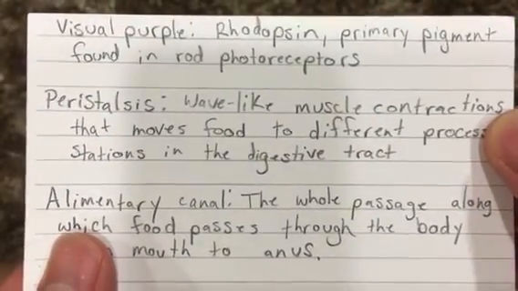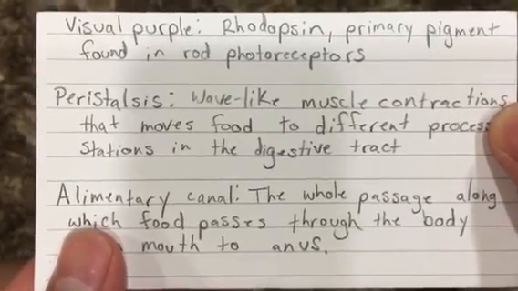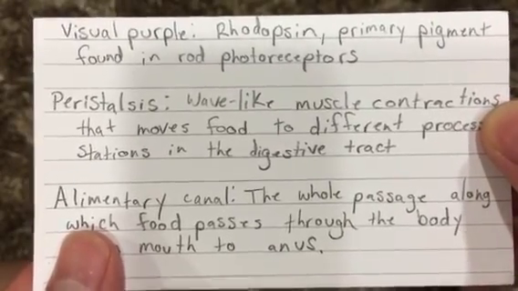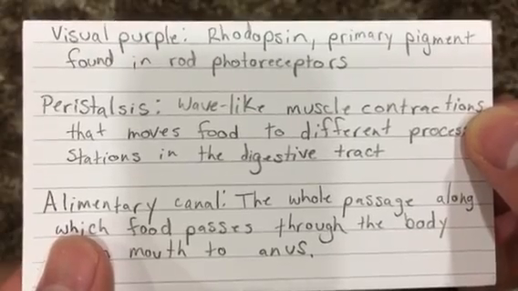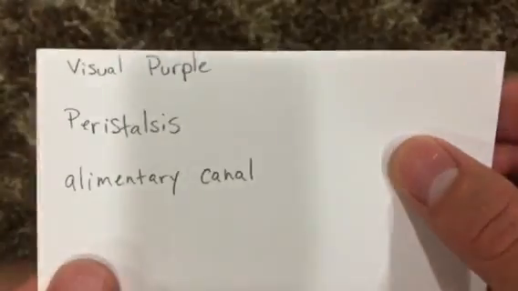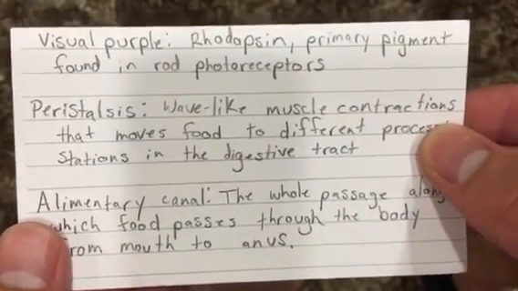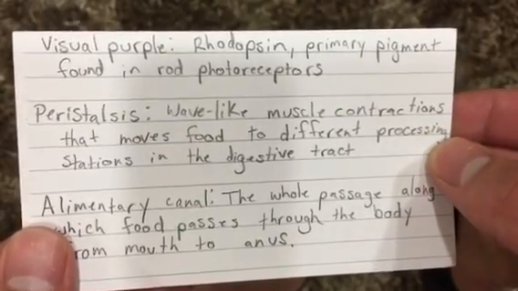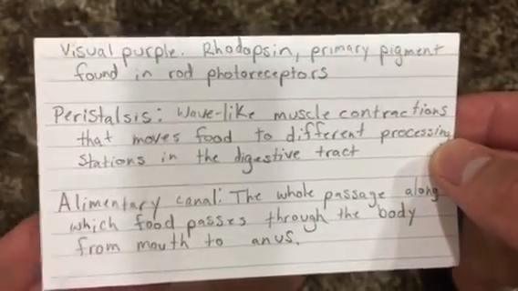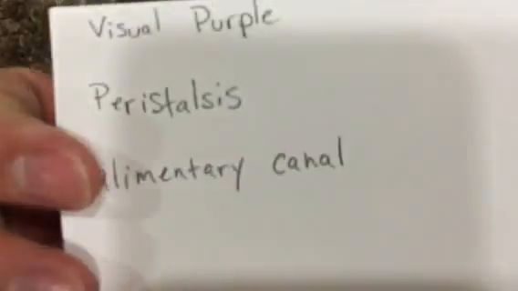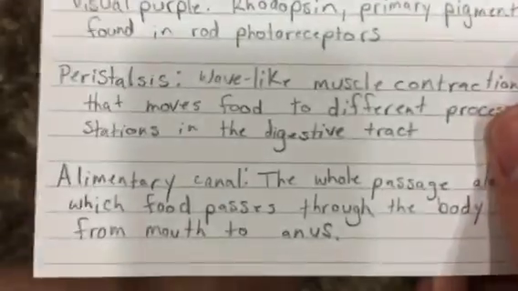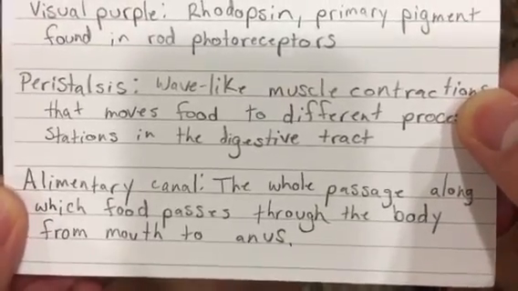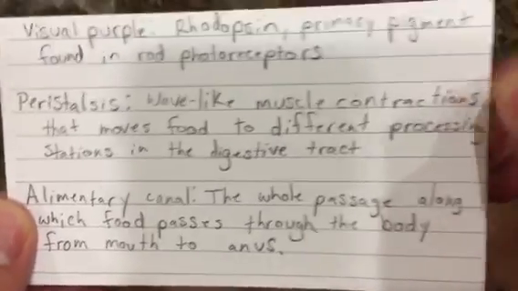Visual purple, rhodopsin, primary pigment found in rod photoreceptors. Peristalsis, wave-like muscle contractions that move food to different processing stations in the digestive tract. Alimentary canal, the whole passage along which food passes through the body, from mouth to anus.